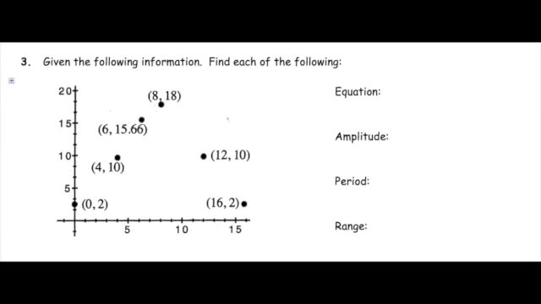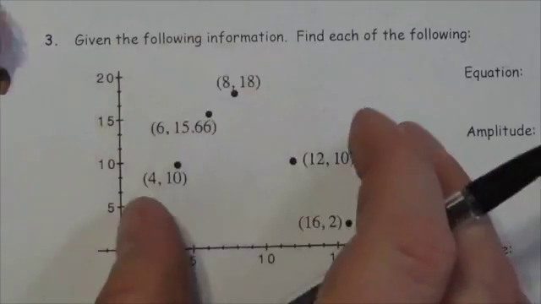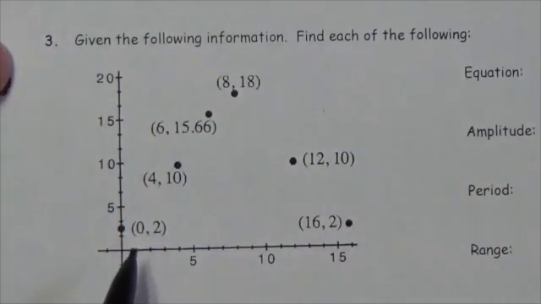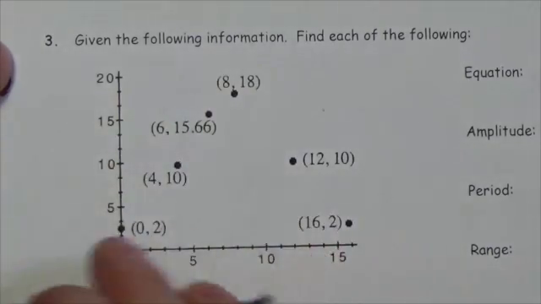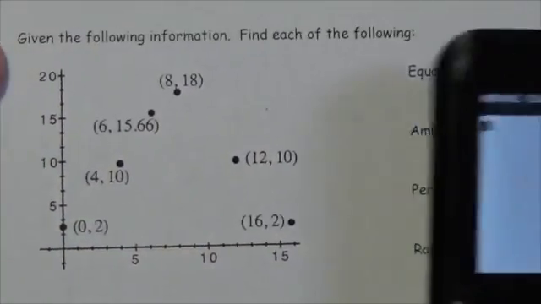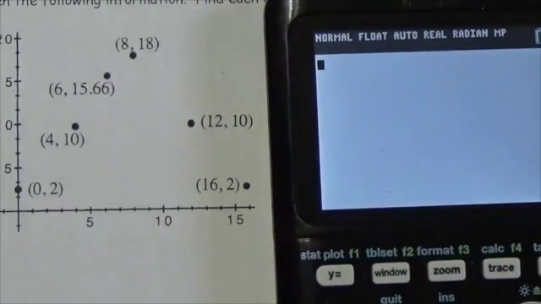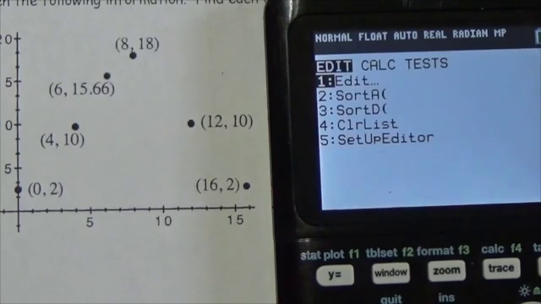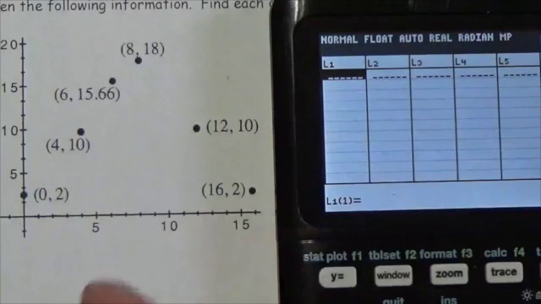Given the following information, find each of the following. All right, for this final question, really the only difference between this one and the ones that we've been doing the last couple times is that the data is not given to us as a table, it's given to us as just a series of points. But again, we're going to separate the x-coordinates from the y-coordinates, put the x-coordinates in list 1 and the y-coordinates in list 2. So to come up with the regression equation, which is the first thing we're being asked for, we will press stat, and then enter on edit to get into our lists. I've already cleaned up my lists here, so here we go.